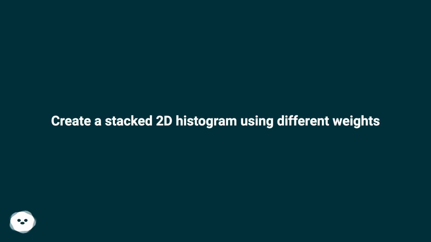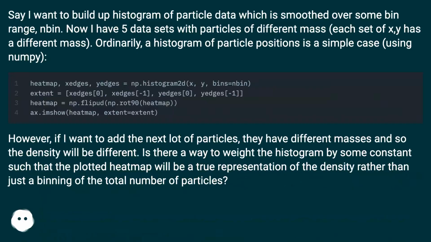Create a stacked 2D histogram using different weights. Say I want to build up a histogram of particle data which is smoothed over some bin range. Now I have 5 data sets with particles of different mass, each set of x, y has a different mass. Ordinarily, a histogram of particle positions is a simple case, using numpy.